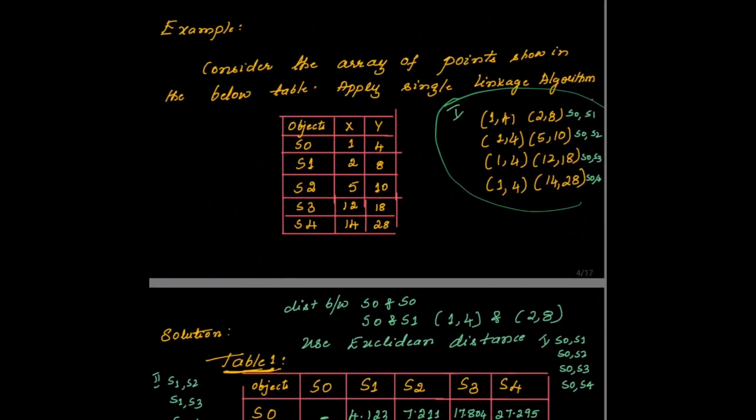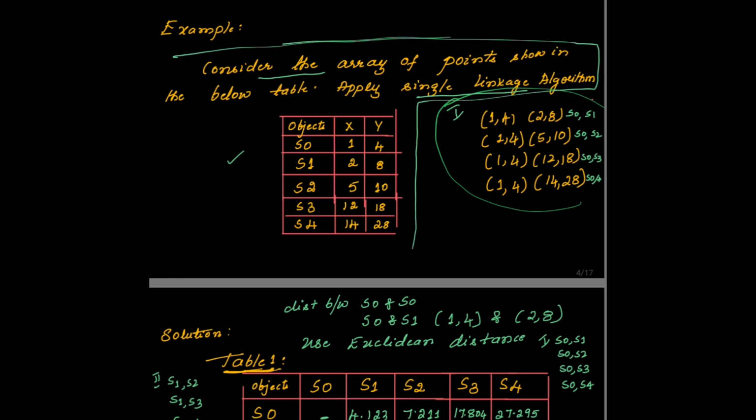Now this will be the problem statement. Consider the array of points shown in the below table. Apply the single linkage algorithm. So in the problem statement, this table will be given. That means the objects S0 to S4 are given and also the x and y coordinate values are given. Your job is to apply the single linkage algorithm. So this much will be in the problem statement. Now whatever I have written here, this part, just ignore for the time being. It is a part of the solution. I will be explaining it in later stages. At present, you should know that in the problem statement, you will have this table.